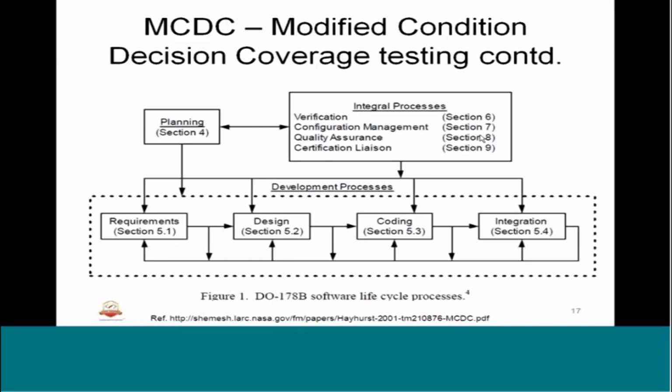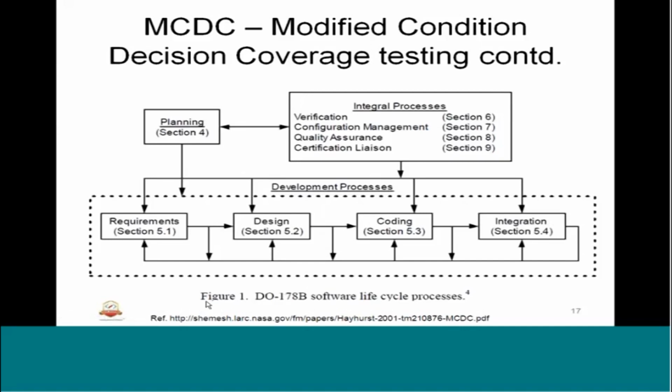It draws a life cycle. The DO-178B software life cycle is called... This diagram is from one of the NASA documents. You can see the reference here. And we have many blocks. We have planning, which is spoken of in Section 4. This DO-178B process has different sections.